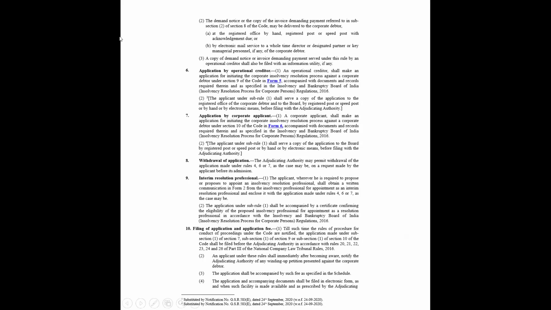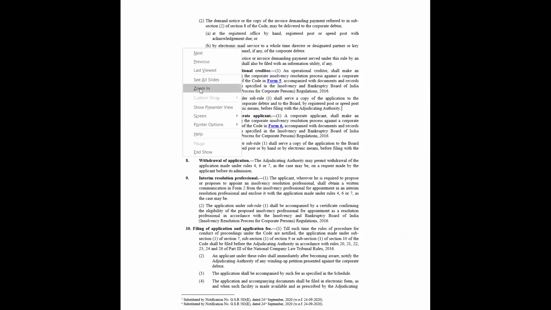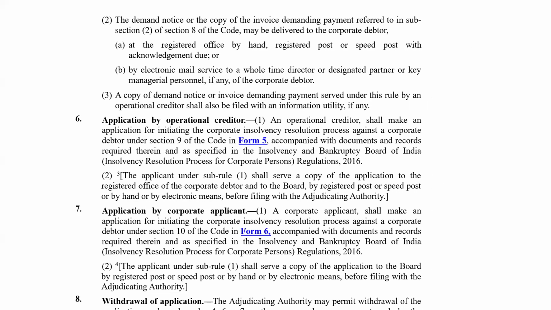The demand notice or the copy of the invoice demanding payment referred to in subsection 2 of section 8 may be delivered to the corporate debtor. So where does this demand notice or invoice have to be delivered? At the registered office by hand, registered post or speed post with acknowledgement due, or by electronic mail service to a whole-time director, or designated partner in case of LLP, or KMP if any, of the corporate debtor. So it could be served at any of these places. And a copy of the demand notice or invoice demanding payment served under this rule by an operational creditor shall also be filed with an information utility, if any.